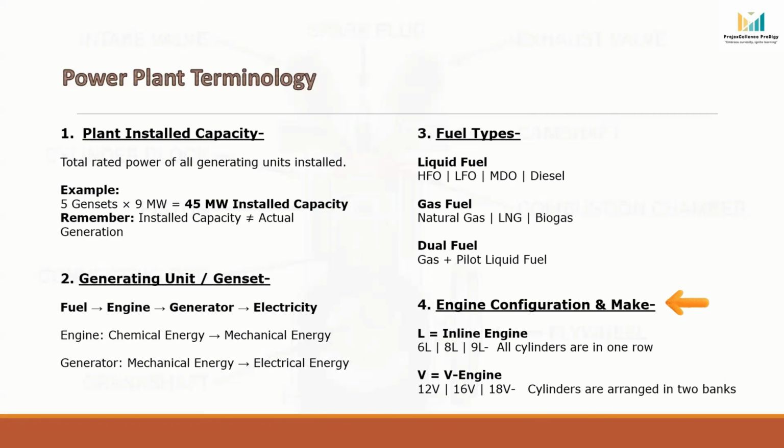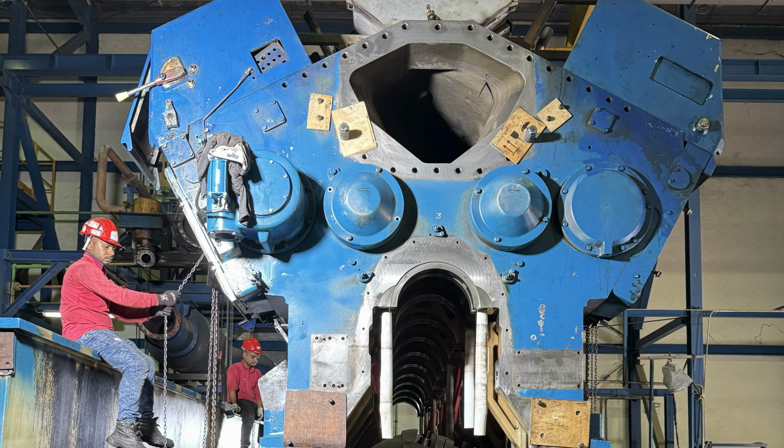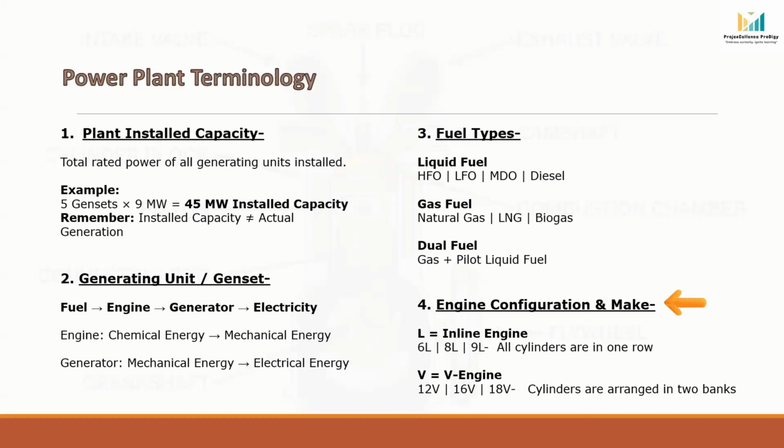In a V engine, the cylinders are divided into 2 banks, which are positioned at an angle to each other. When we view from the flywheel end or free end, the arrangement looks like the letter V. For example, 12V means total 12 cylinders. 6 cylinders in A bank and 6 in B bank. 16V, total 16 cylinders. 8 cylinders in A bank and 8 in B bank. Similarly, 18V, total 18 cylinders. 9 cylinders in A bank and 9 cylinders in B bank. The main advantage of V engine is that more cylinders can be fitted into a shorter engine length.